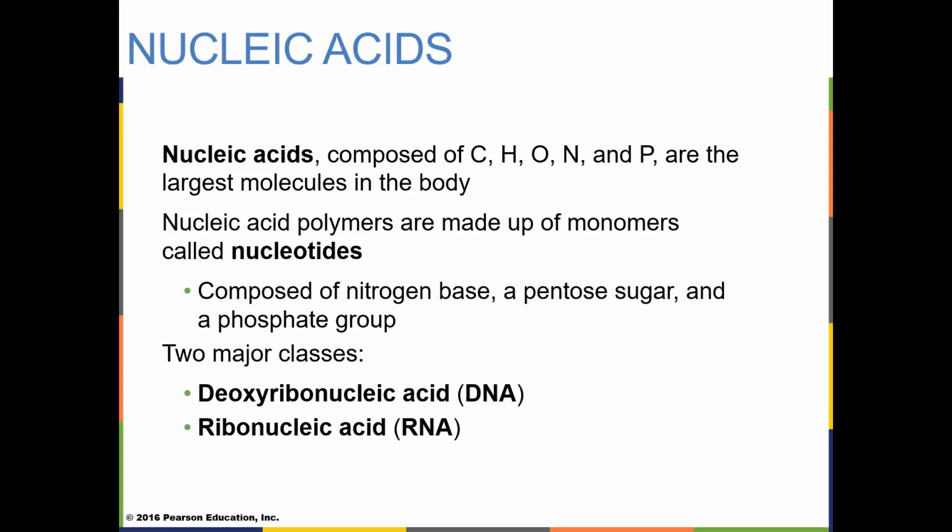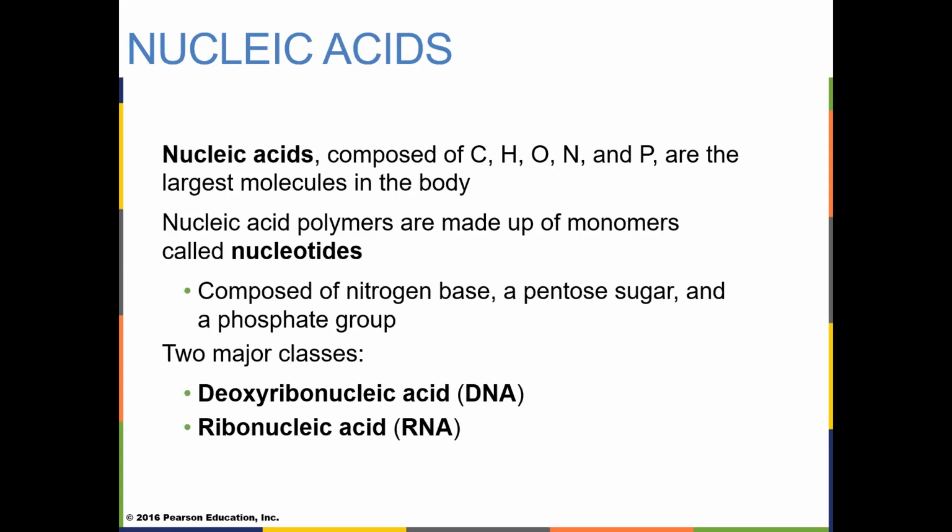They're made of carbon and hydrogen and oxygen and nitrogen because they have nitrogen bases in here. They have phosphorus in here. They are the largest molecules in the body. A molecule of DNA can be 6 feet long, one giant strand. These nucleic acids are polymers, of course, long strands, large molecules. They are made up of monomers called nucleotides.